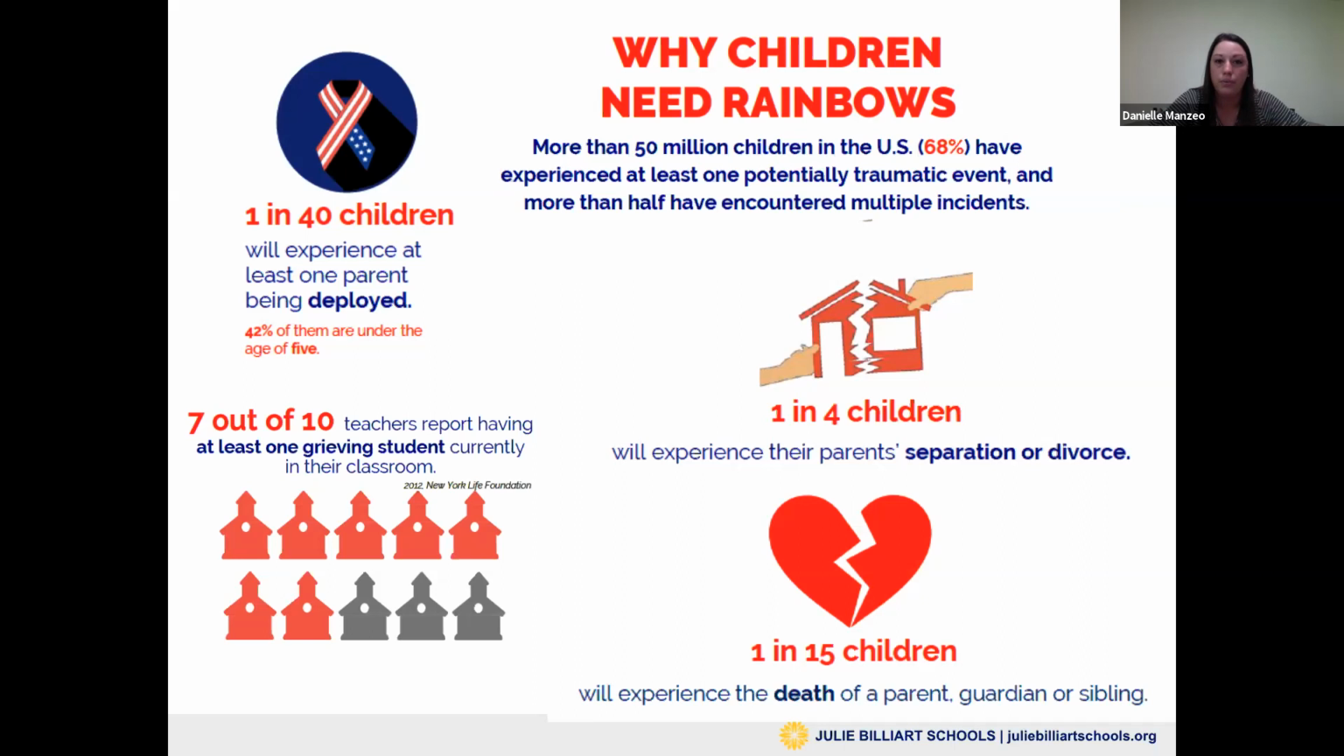So after going through the curriculum and the training, we found that there's even more of a need than what we just recognized within our classroom. So these are just some statistics that Rainbows showed us. 1 in 40 children will experience at least one parent being deployed. 7 out of 10 teachers report having at least one grieving student currently in their classroom. More than 50 million children in the United States have experienced at least one potentially traumatic event, and more than half have encountered multiple incidents. 1 in 4 children will experience their parents' separation or divorce, and 1 in 15 children will experience the death of a parent, guardian, or sibling.